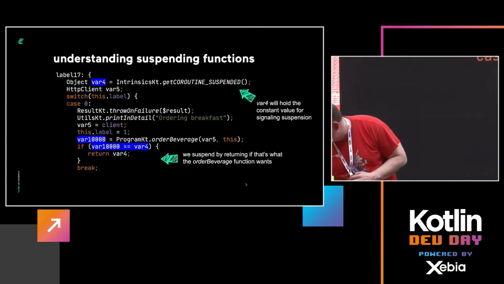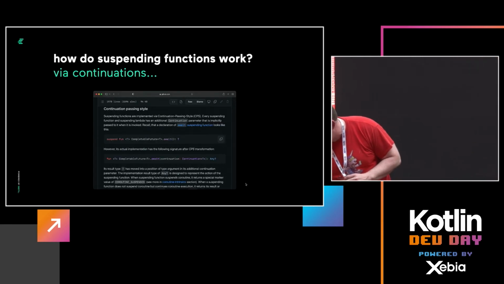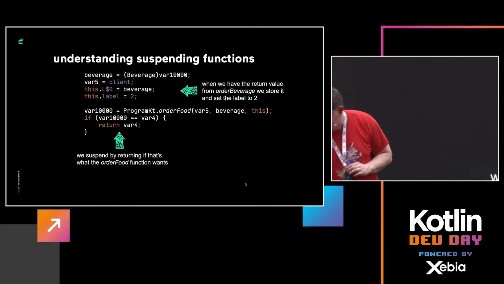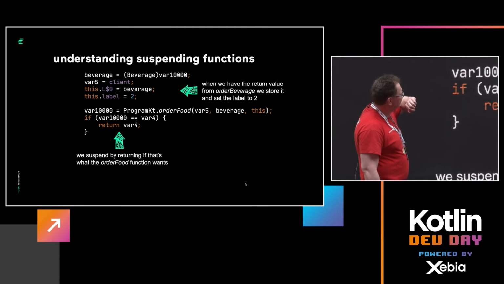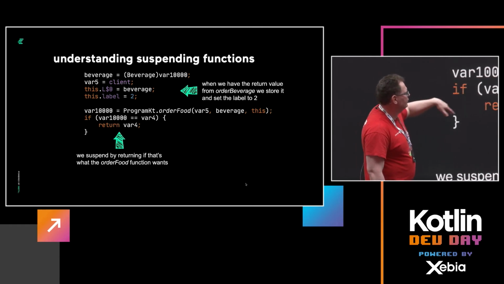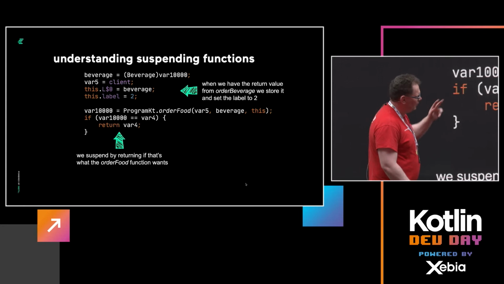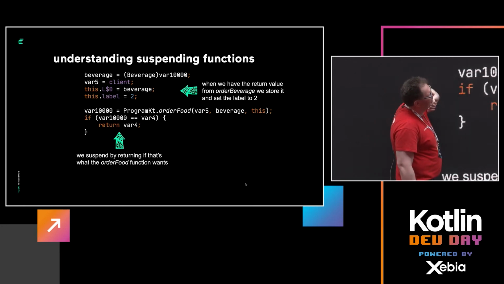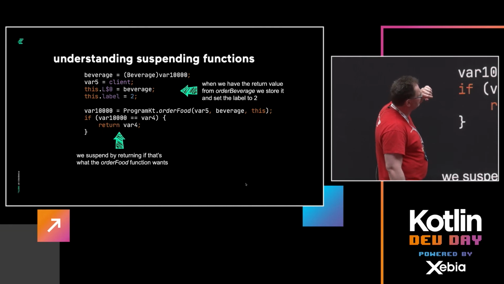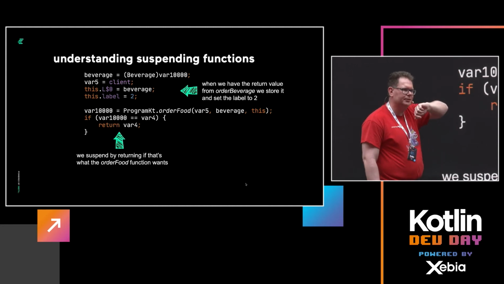So a suspending function is a function that just returns in the normal way. But it uses a thing called a continuation. So you see at this point in the code here, we're going to call order food. And then if order food wants us to suspend, we'll just return. But before we do that, in a special object called the continuation, we store the beverage and we store a label. This label is the branch of the switch statement that we want to go down when we resume. That's the secret sauce, okay?